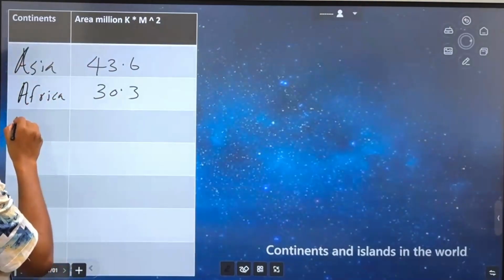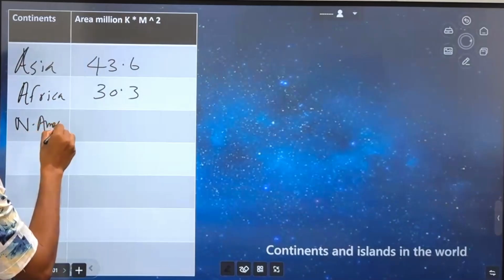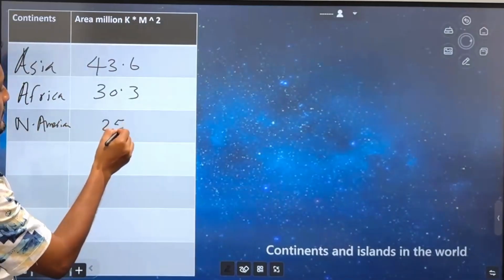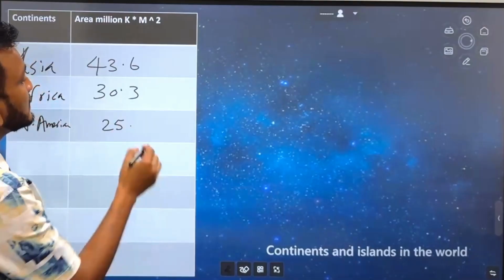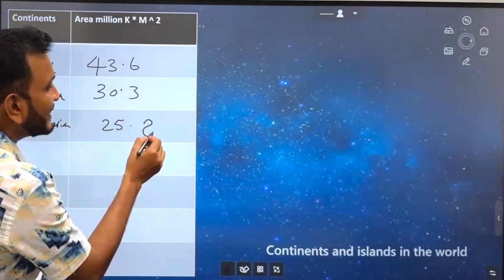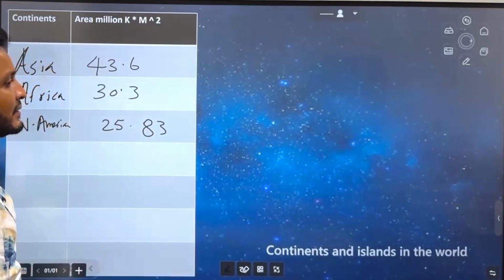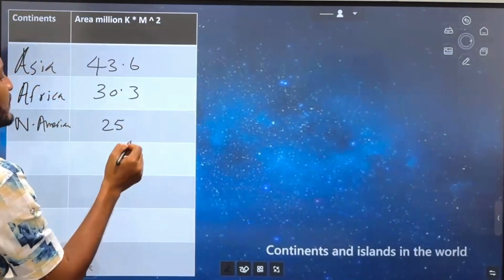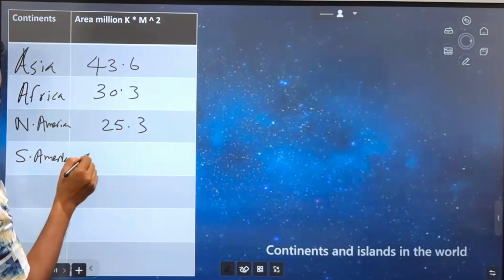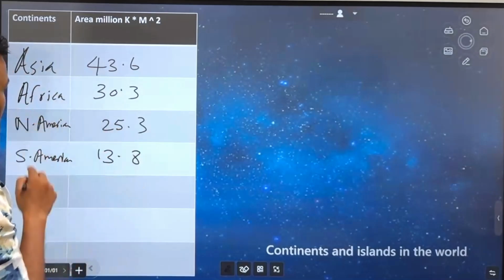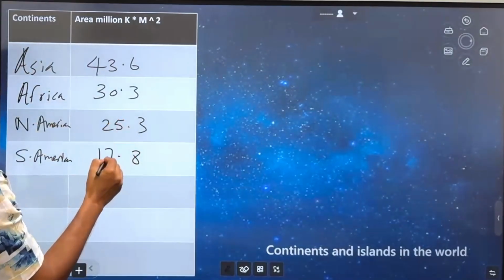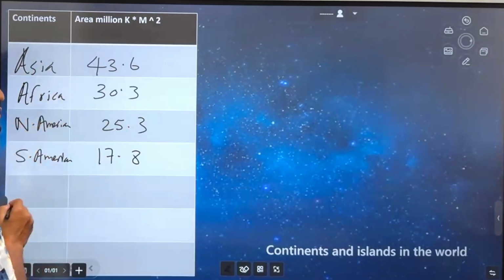Asia, Africa. Third one. North America. Area in million square kilometers? 25.3. Then South America, 17.8. Then Asia, Africa, North America, South America.